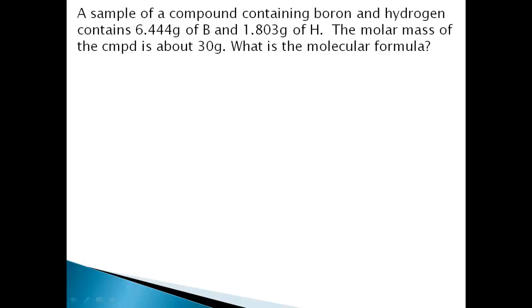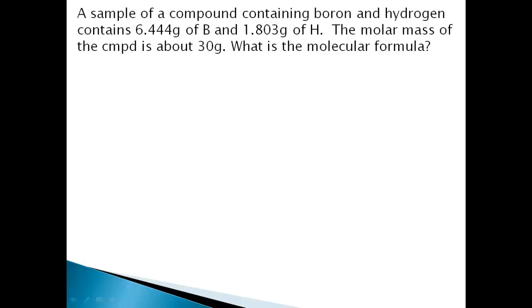Actually, maybe 2 more. Okay, a sample of a compound containing boron and hydrogen contains 6.444 grams of boron and 1.803 grams of hydrogen. The molar mass of the compound is about 30 grams. What is the molecular formula? What we did in the first problem was we found the empirical formula. What's cool is that from the empirical formula, you can actually find the molecular formula. So that's really what the process of this problem will be.